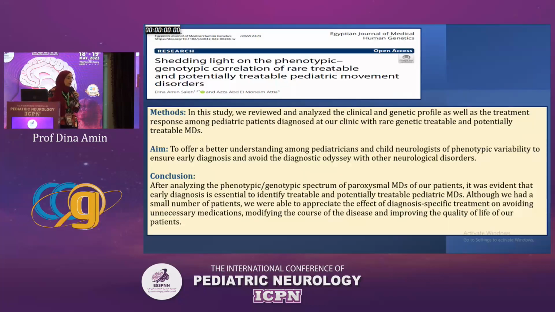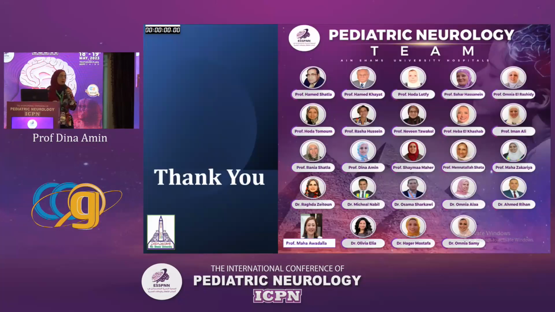And this is our publication. There are more cases if you are interested to go through the publication, but for the sake of time. So my take-home message, because sorry, I forgot to put the take-home message: we have to be mindful of movement disorders, and we need to first rule out the treatable ones, so as not to regret not treating one of those treatable movement disorders. And this is our lovely team, and I thank you. I'm grateful. Thank you so much for inviting me.